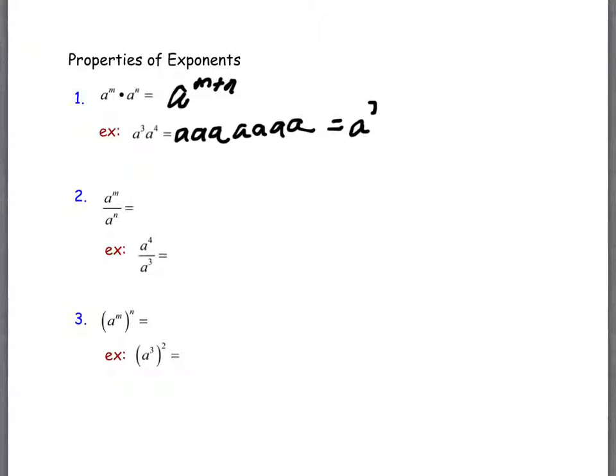Let's do the second one. We're supposed to subtract. So we're going to show how that actually played out in this particular problem. A to the fourth, you told me a minute ago, looks like this, and a to the third looks like this. You reduce by canceling like terms, which leaves you with a. It doesn't look like it, but this is a to the power of 1, because there's just one of them. So how do I get from 4 and 3 to 1? You subtract.